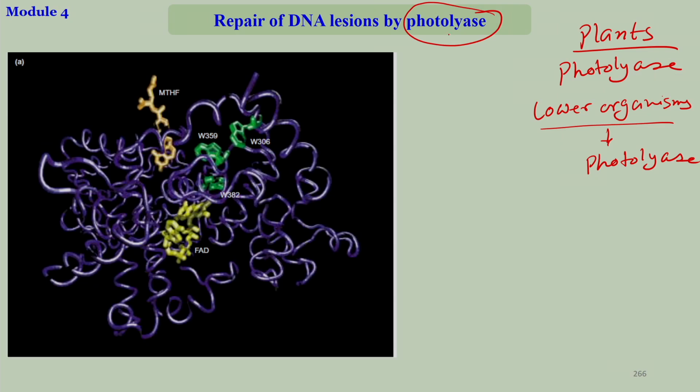The photolyase enzymes have many classes. CPD photolyase is there, that is cyclobutane pyrimidine dimer photolyase. There is also 6,4 photoproduct photolyase that has been isolated. So, we have done some work in that field also. Photolyase is one of the few enzymes, actually, that requires light for its action.